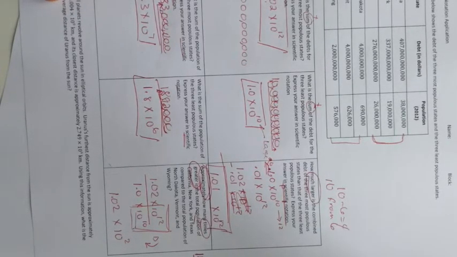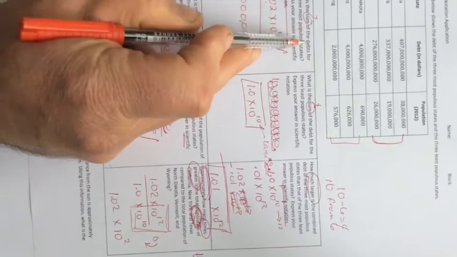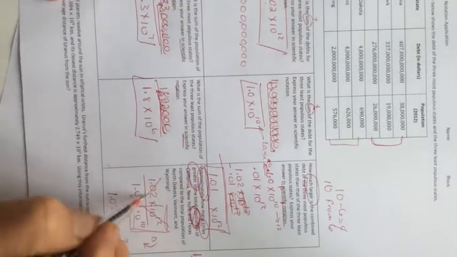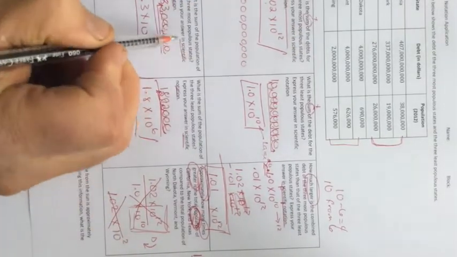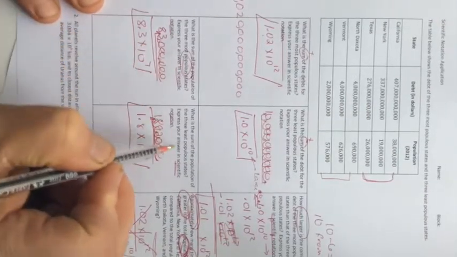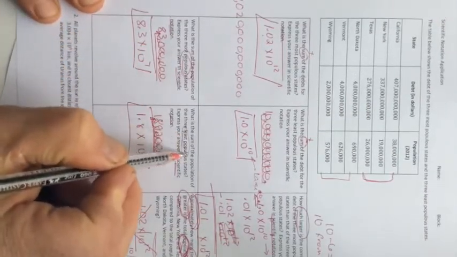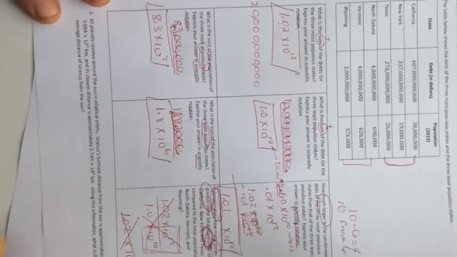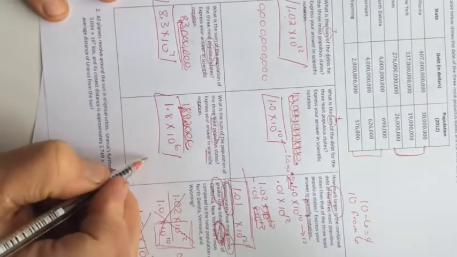Actually, I think I just did the wrong numbers, didn't I? They want population, and it looks like I did debt. Okay, so let's get rid of those and actually do population. Here are the populations. We want the big population against the small population. Okay, so it's going to be the same idea. Let's just use the correct numbers.